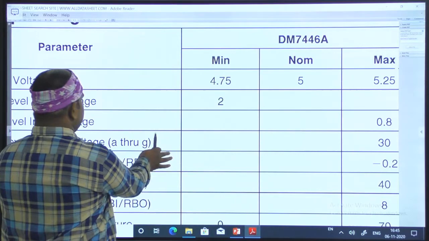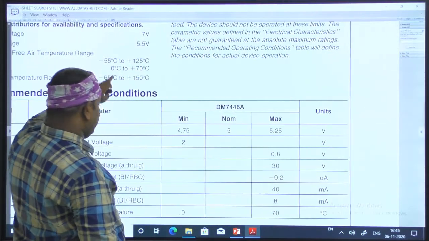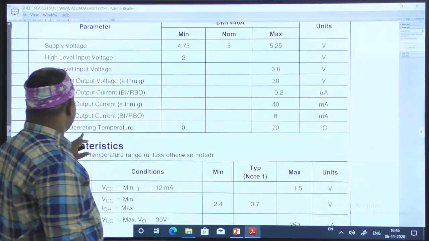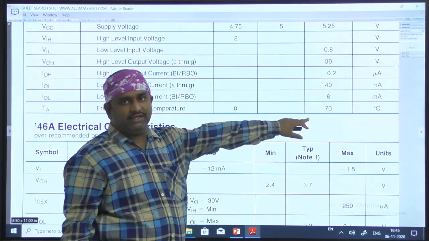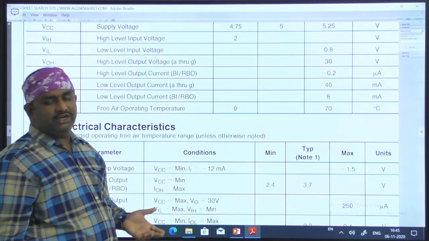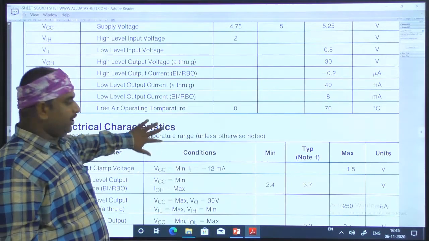And coming to the temperatures, at what temperature will it work? See here, it works up to 70 degrees centigrade. Up to 70 degrees centigrade temperature environment, it is ready to work.